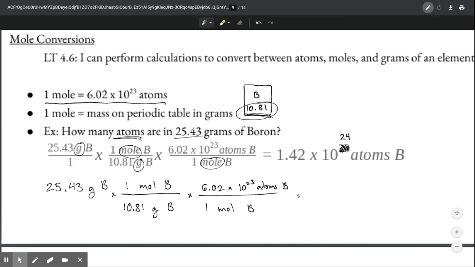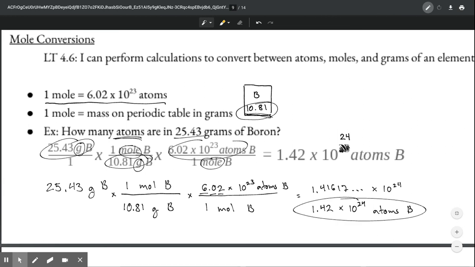which, when multiplied across and divided, some people like to multiply this number times this number and then divide. Some people like to multiply, then divide, then multiply again. Whichever way you go through that, you should come to 1.41617 and so on times 10 to the 24th. But with sig figs, we see that 3 sig figs is the smallest, and so our final answer will be 1.42 times 10 to the 24 atoms of boron. That's our final answer for this.